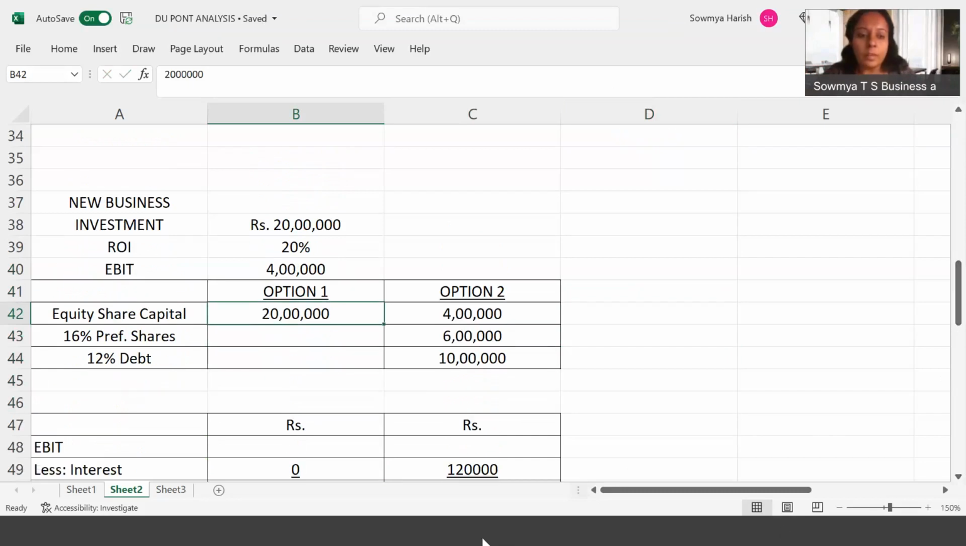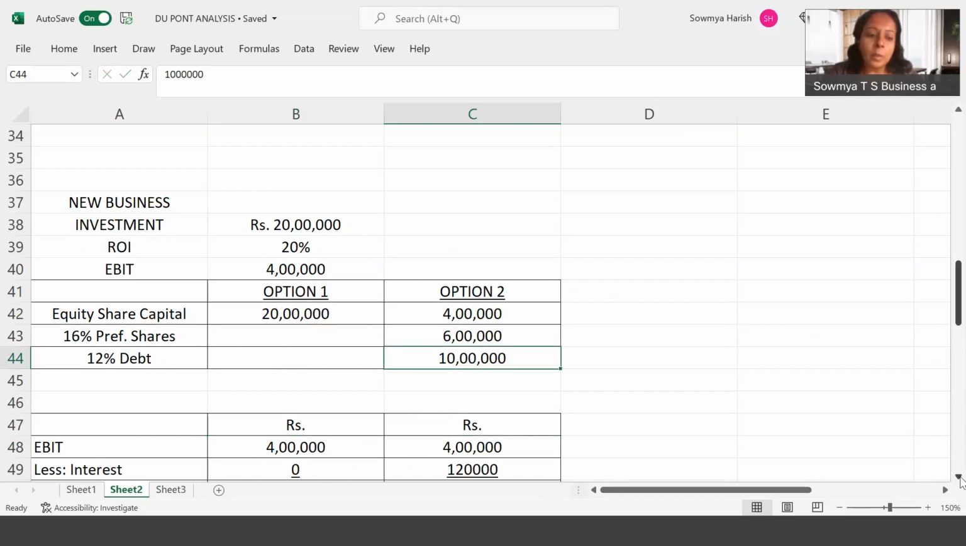First, we know that whether you go for this option or this option, your investment would be 20 lakhs and your return on equity on this is 20%. So your EBIT is 4 lakhs. See, in case of the first, you don't have any debenture capital, so you don't have to pay any interest. But in case of the second one, since you have a debenture capital, you need to pay the interest. And what is the rate of interest in case of debt capital? 12%. 12% on 10 lakhs, which comes up to 1,20,000.